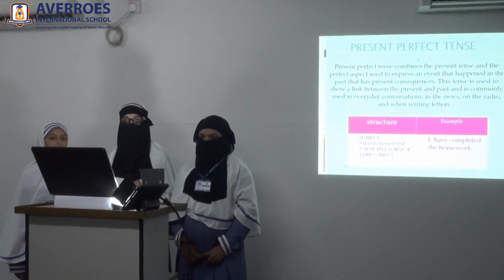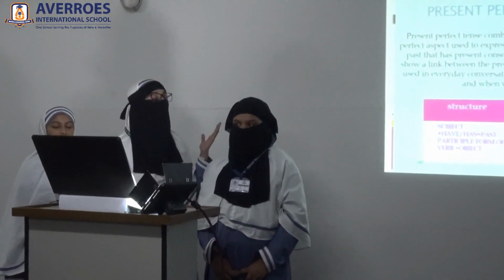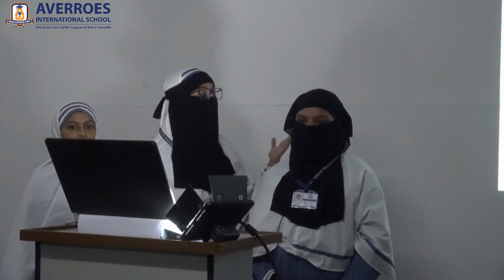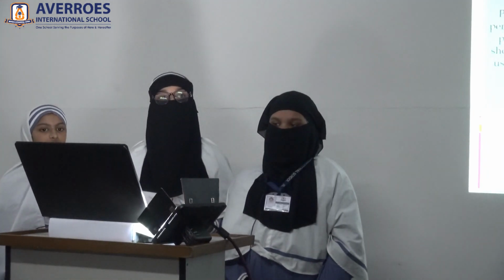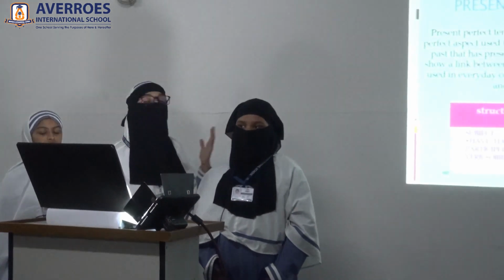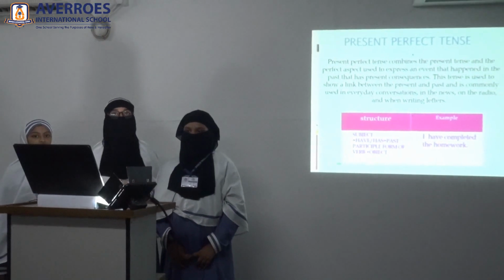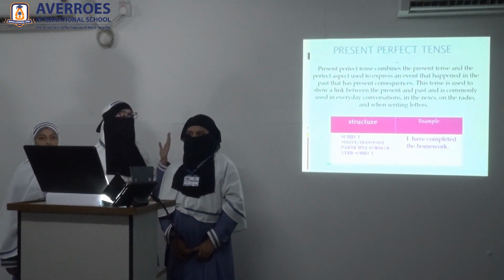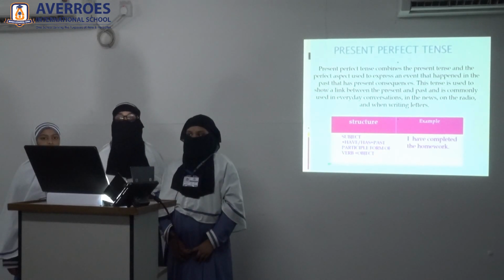What is present perfect tense? The present perfect tense combines the present tense and the perfect aspect used to express an event that happened in the past that has present consequences. This tense is used to show a link between the past and the present and is commonly used in everyday conversations, in the news, on the radio, and when writing letters.